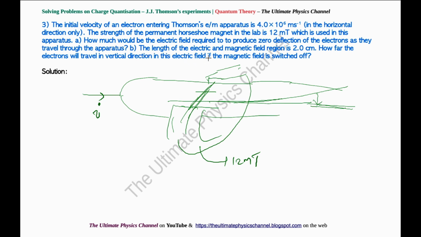The second part is, the length of the electric and magnetic fields region is 2 centimeters. This is this region, 2 centimeters. How far will the electrons travel in the vertical direction, that is, it is bending, right? How far will it travel in the vertical direction in this electric field if the magnetic field is switched off? So we can get this theta. That is what we mean by how far the electrons will bend. So we have to get the value for theta in our expressions. We have an expression for tan theta, remember? We need theta for that expression, right? So let us tackle the first part.